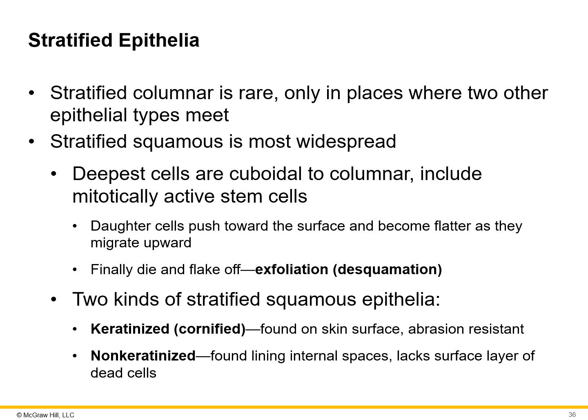If the cells are not keratinized, those are typically not going to be at the surface. They are going to lack that surface layer of dead cells, and they're going to form more of the lining of our internal spaces. So like the visceral pericardium or the parietal pleura of the lungs.